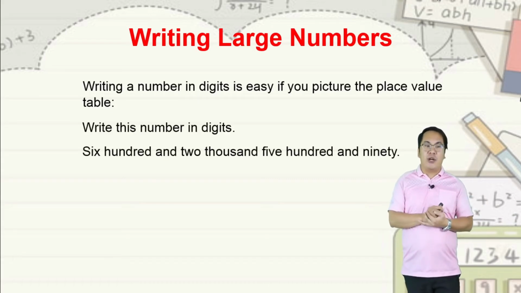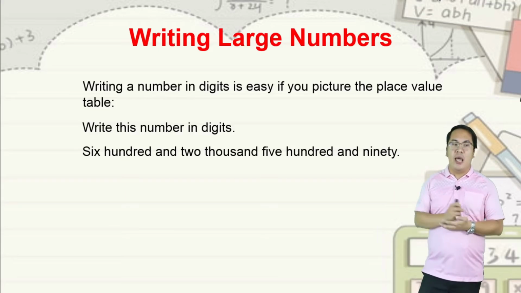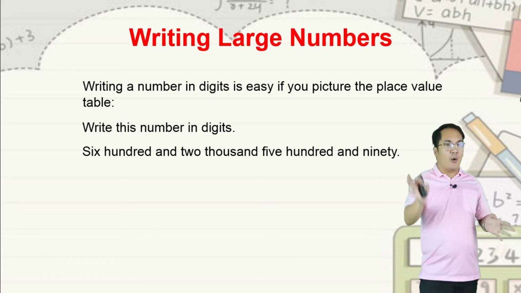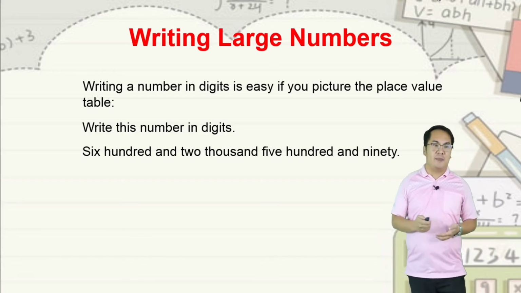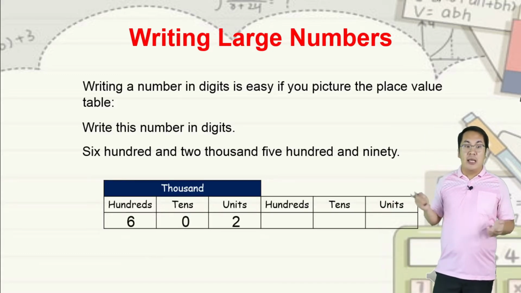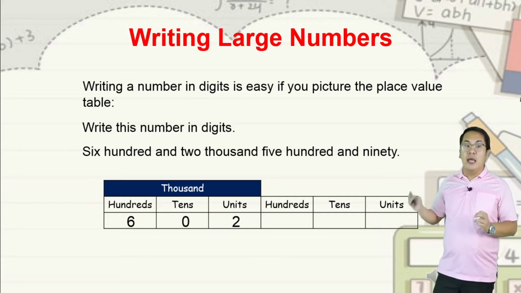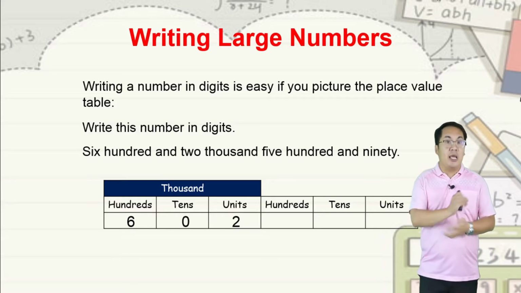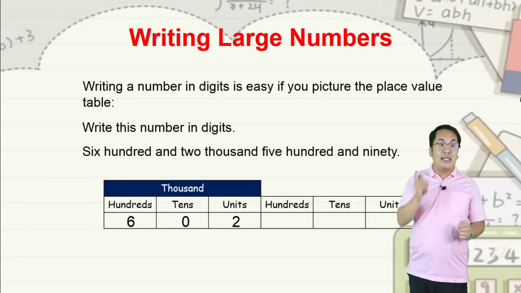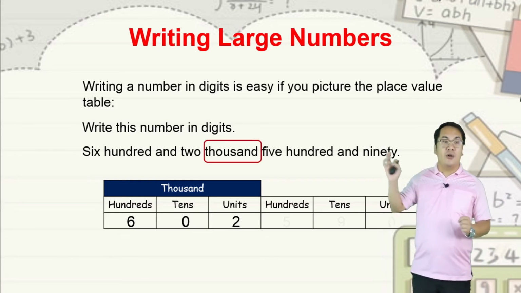So write this number in digits. How are we going to write this number in digits? This is 602,590. How are we going to write this in digit form? We can have the table like this. So we can write 602,000. Why? Because the 0 here is in the tens place of the thousands and has no value. So it is written on the board as 600,000 and 2,000. So 600,000 plus 2,000 is 602,000. Very good.